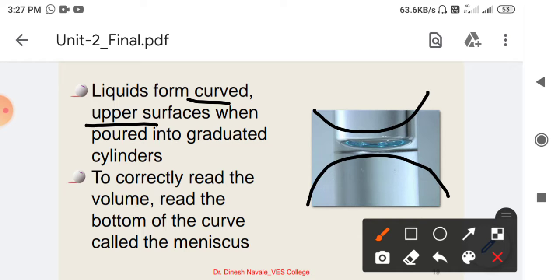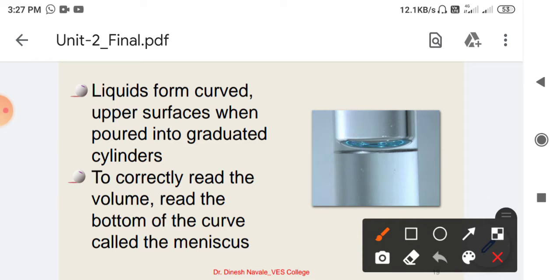For a liquid which forms a curved upper surface when poured into the graduated cylinder, in order to measure the correct volume, read the bottom of the curve, which is called the meniscus. So for liquids which form this type of curve, we measure the meniscus of that particular liquid.